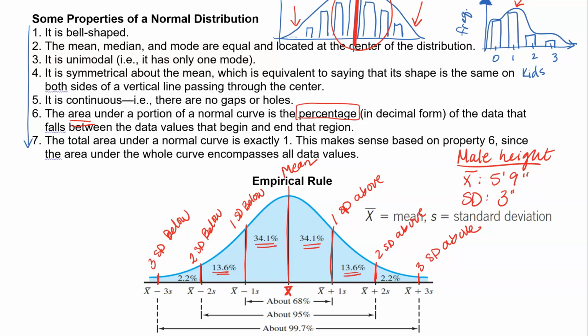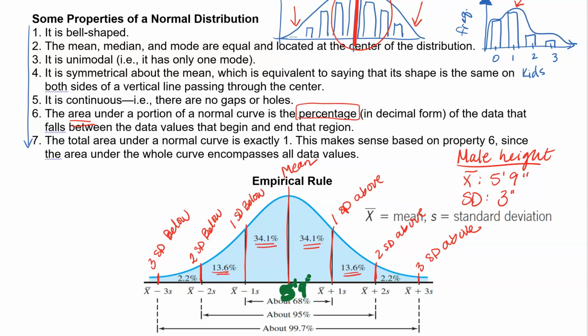Let me get a different color so that I can draw these numbers on the graph. So if the average is 5 foot 9, then what we could do is put 5 foot 9 right here. Let me get a thicker one. So 5 foot 9 inches is going to go in the middle. So that's the average height.